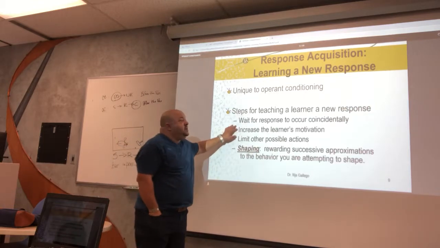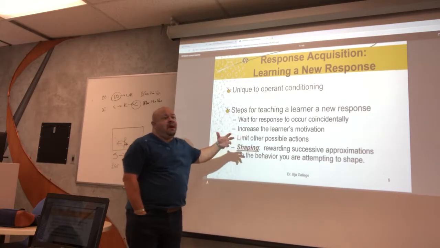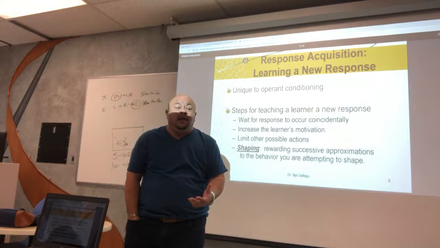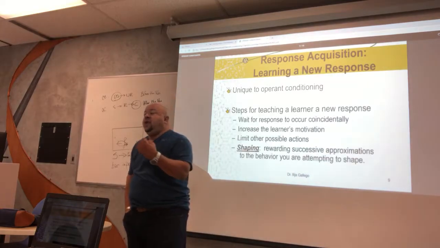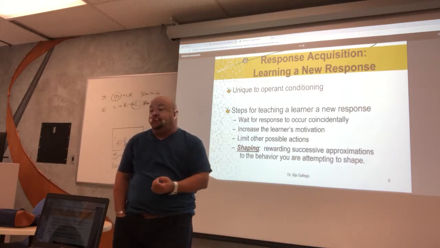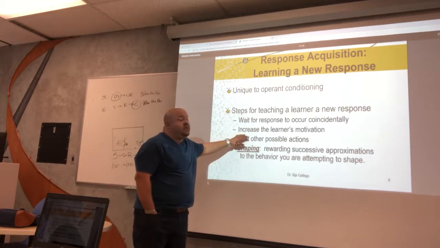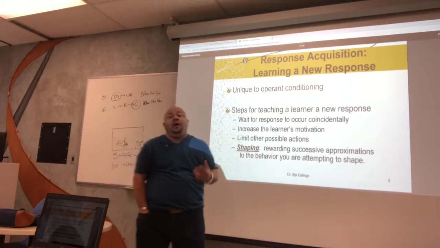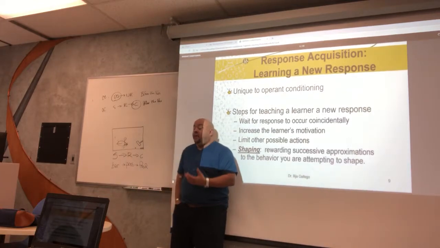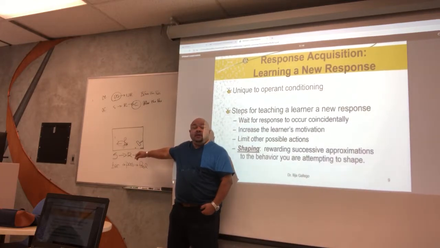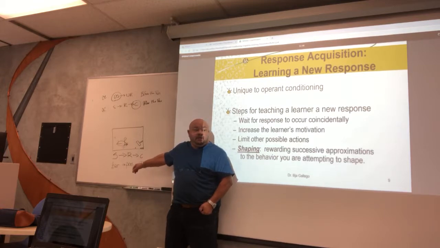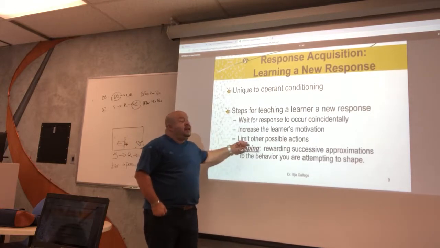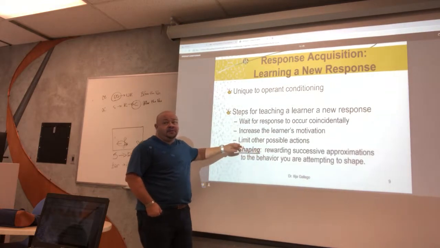Now, the first thing we can do is wait for the response to occur coincidentally, okay? And if it occurs coincidentally, then you would just go ahead and reinforce it, okay? You also increase the learner's motivation. If you are rewarding the rat with food, then you would keep the rat hungry. If you are rewarding the rat with a drop of water, then you would keep the rat thirsty, okay? And then you limit anything else. There's nothing else to do in that box, okay?